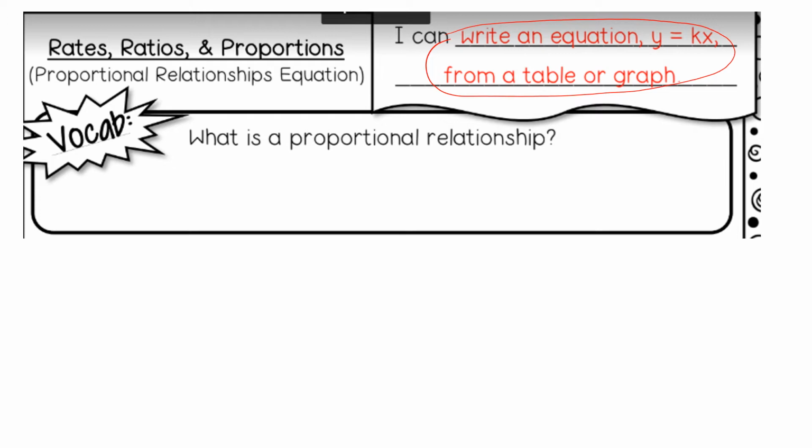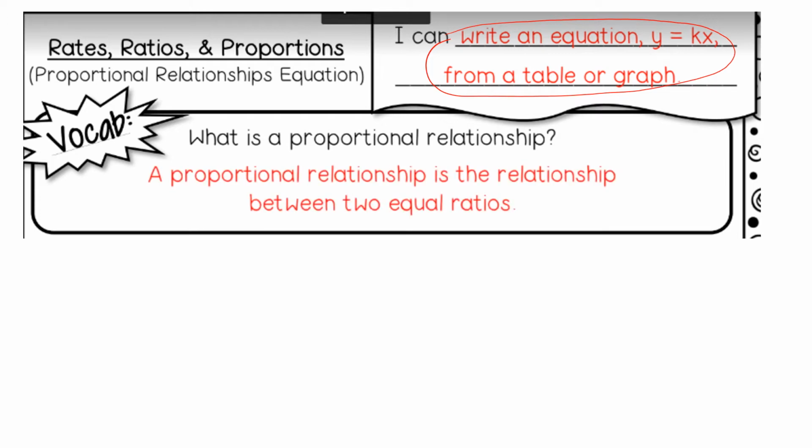or a graph. And to review what a proportional relationship is, that is a relationship between two equal ratios. For instance, if I have 4/5, that equals 8/10. That is a proportional relationship between 4/5 and 8/10.